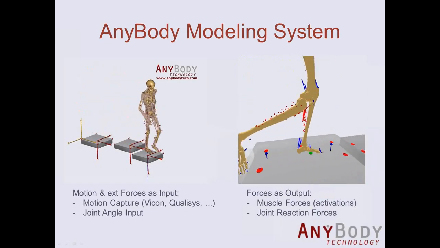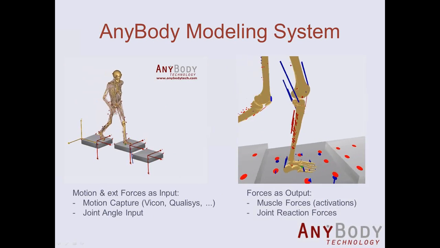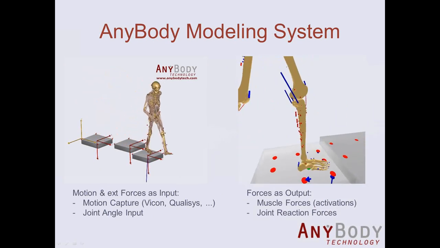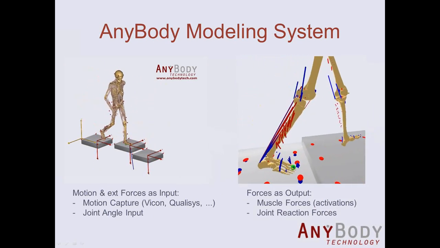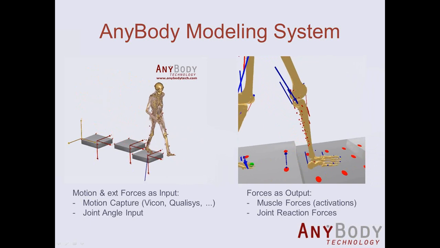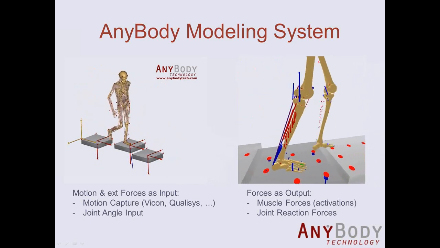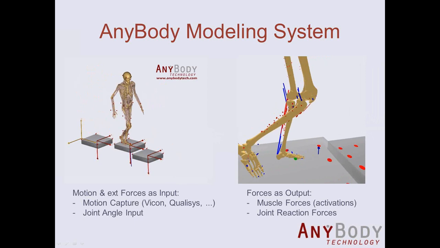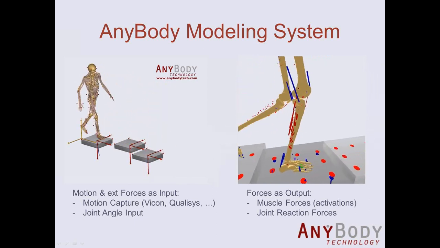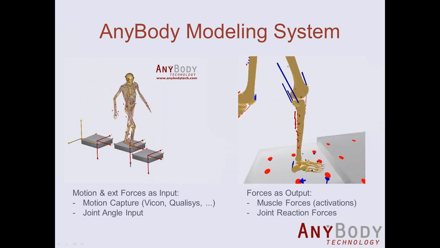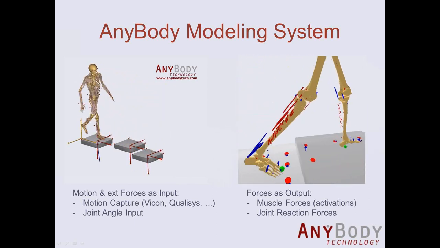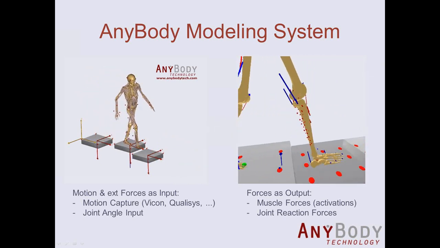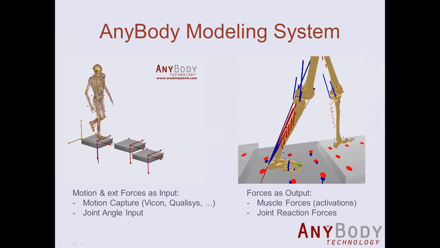This slide explains the principle of AnyBody very well. AnyBody does an inverse dynamic simulation, which means that it requires motion and external forces as input. Using the muscle recruitment optimization solver that has been described in the literature by Damsgaard et al. and Rasmussen et al., AnyBody calculates the muscle activity and joint reaction forces.